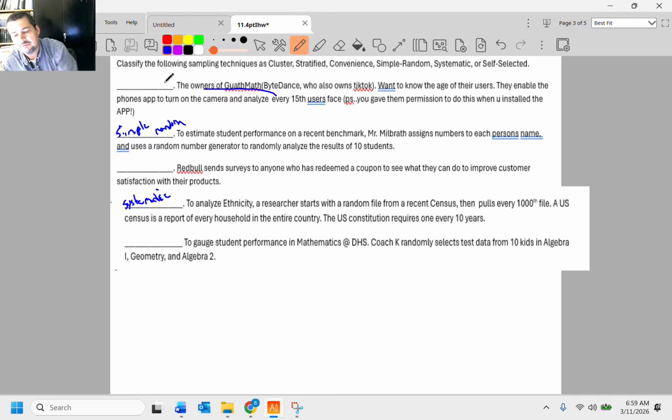This one will come home for many of y'all because you use it. The owners of Goth-Math, which is ByteDance, who also own TikTok, want to know the age of their users. They enable the phone's app to turn on the camera and analyze every 15th user's face. P.S. You did actually give them permission to do this when you installed the app. You are literally being watched. And that is definitely going to be systematic.